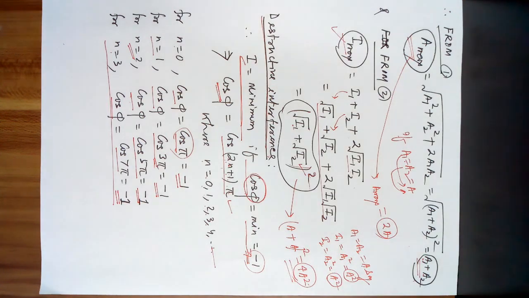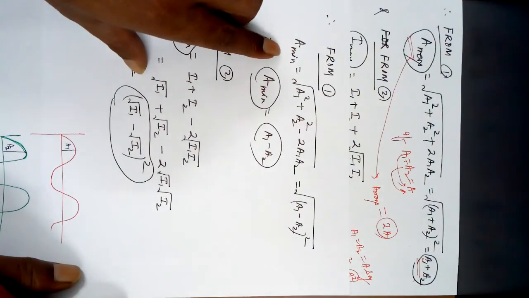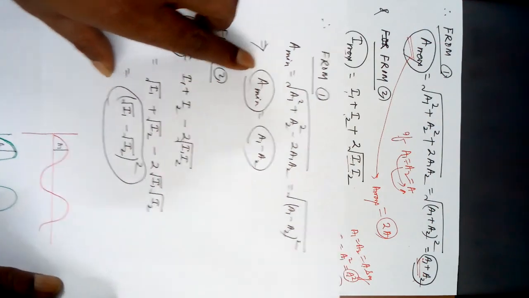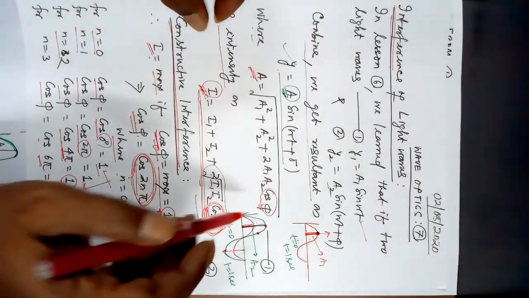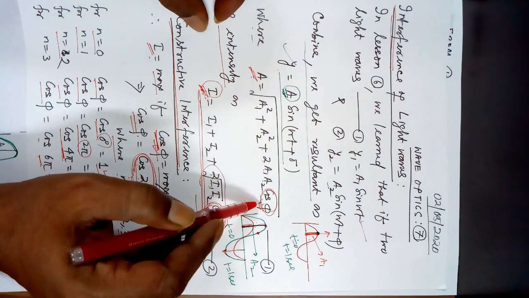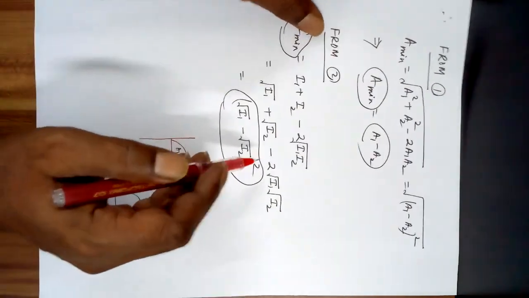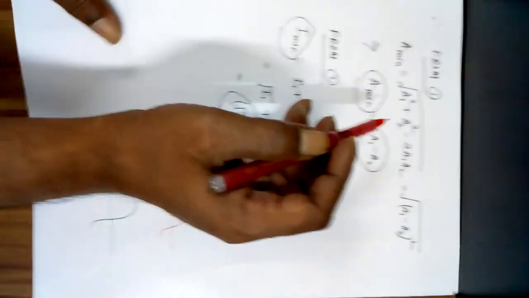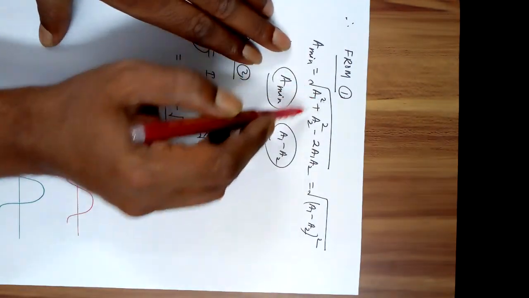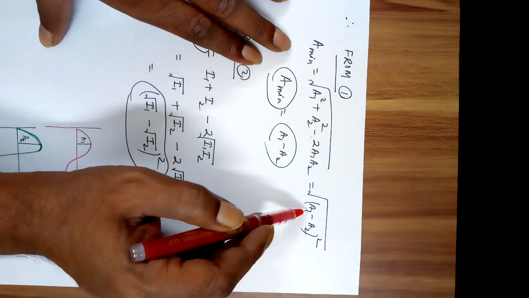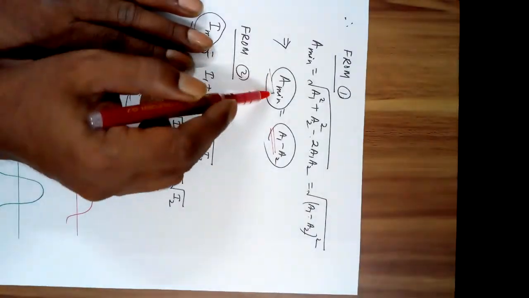Now what will be your A minimum in this case? Now your cos phi is -1. So in this expression, for cos phi put -1, that minus comes here. So it becomes A minimum. So your A minimum becomes A1 square plus A2 square minus 2A1A2, that is equal to A minus whole square, square root of that is A1 minus A2 is A minimum.